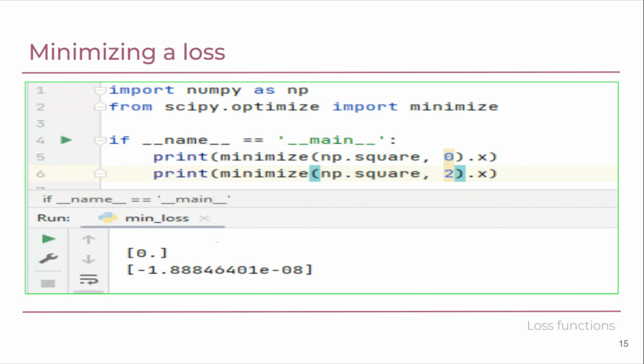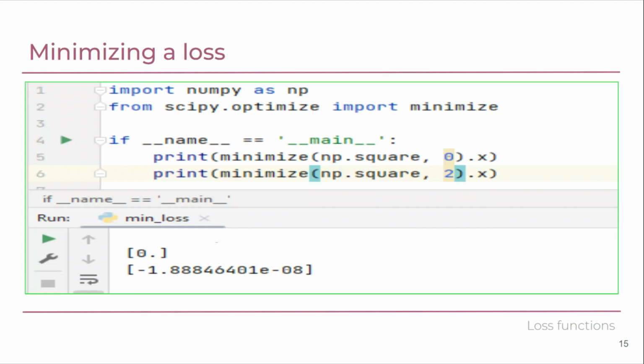Here, I'll minimize the function y equals x squared, which is computed using numpy.square. The second argument is our initial guess. Let's try 0. Finally, I have .x at the end to grab the input value that makes the function as small as possible. We got 0 as a result because this function is minimized when x equals 0. But that's not too interesting, since our initial guess was the correct answer.